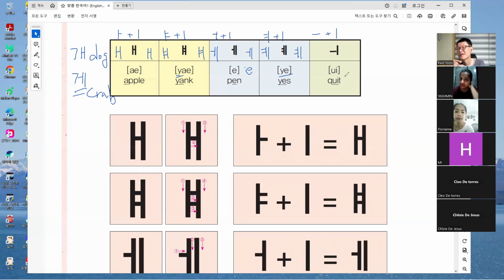Okay, correct. Ui, ui, ui. Faster. Ui, ui, ui. Okay, ui. Repeat again. Ui. Okay, good. Correct. Right.